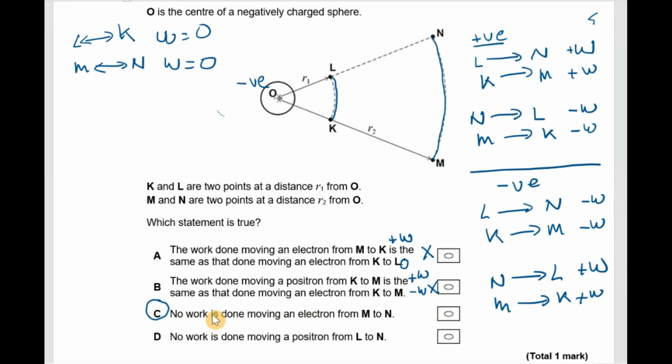No work is done moving an electron from M to N. Yes, no work is done. That's a line of equipotential. No work is done moving any charged object along a line of equipotential. No work is done moving a positron from L to N. So there we go, moving it from L to N, positron, positively charged. Yes, positive work is done, so that's not true.